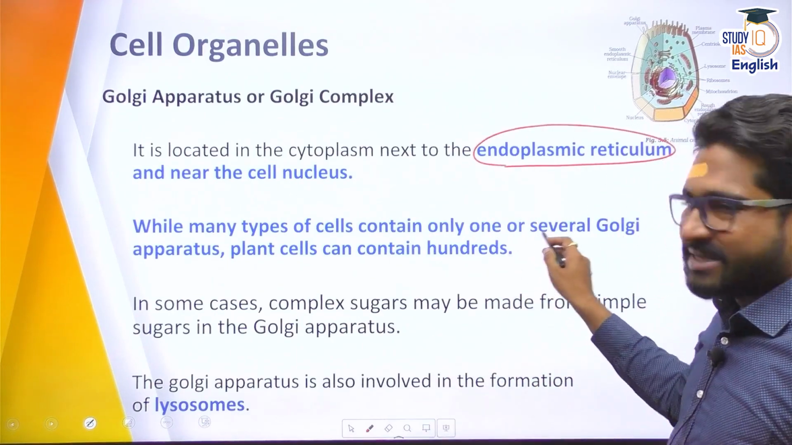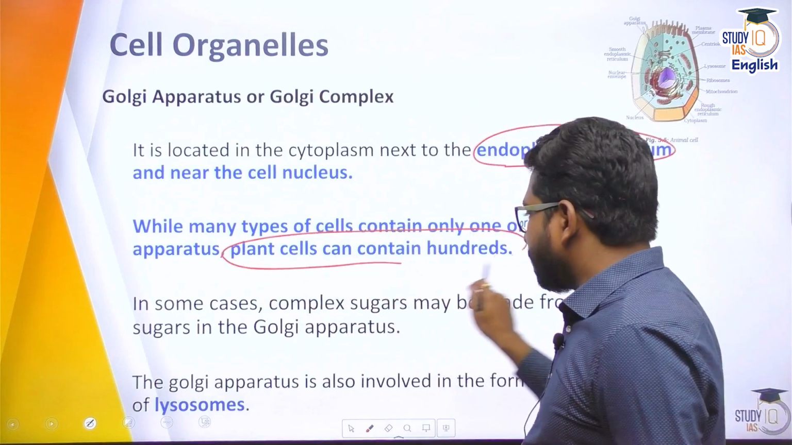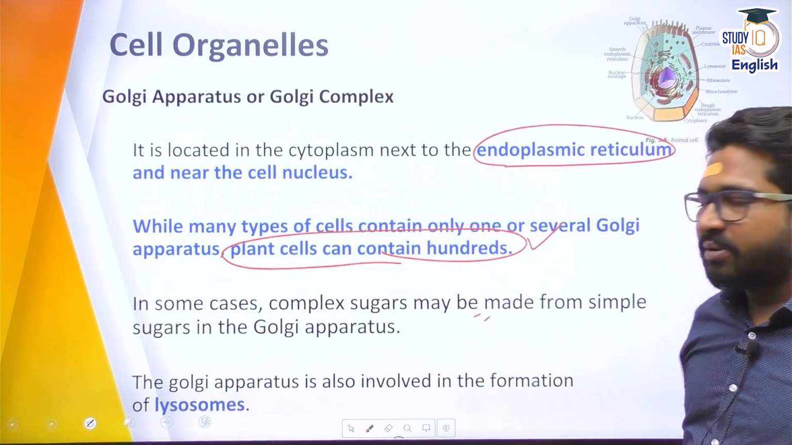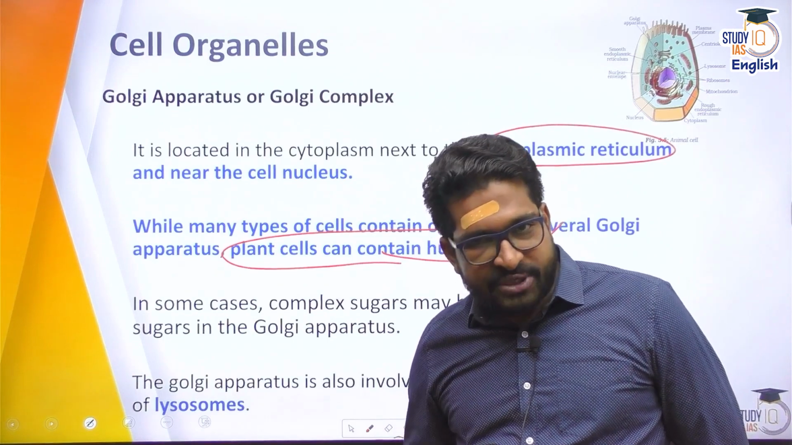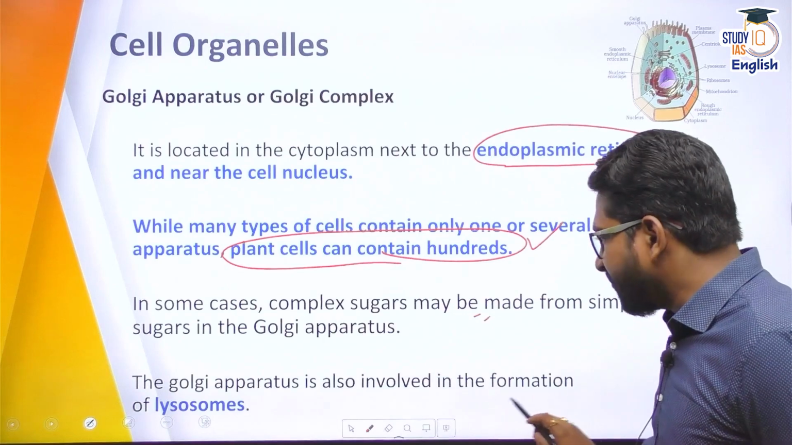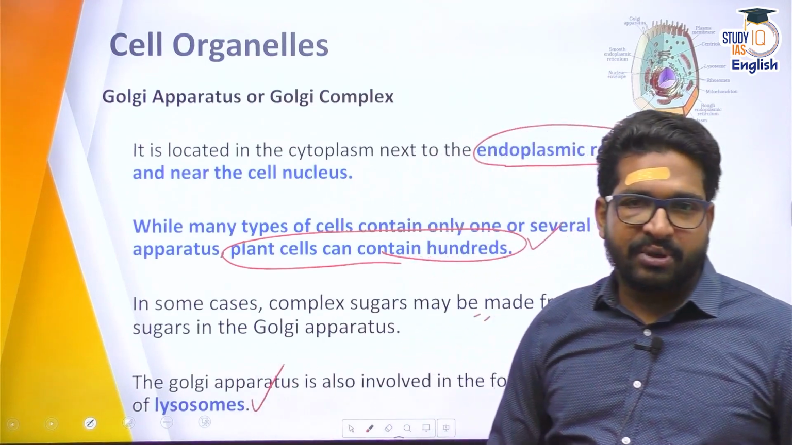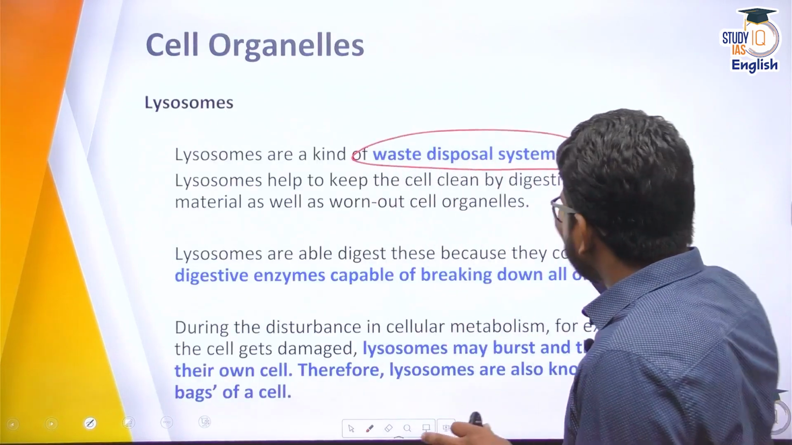Yes, there are several kinds of Golgi apparatus. A plant cell can contain hundreds of Golgi apparatus. In many cases, complex sugars are made simple in some Golgi complexes. Some Golgi apparatus and complexes are also useful in production of lysosomes. So what are these lysosomes? Lysosomes are basically the waste disposal system of a cell.